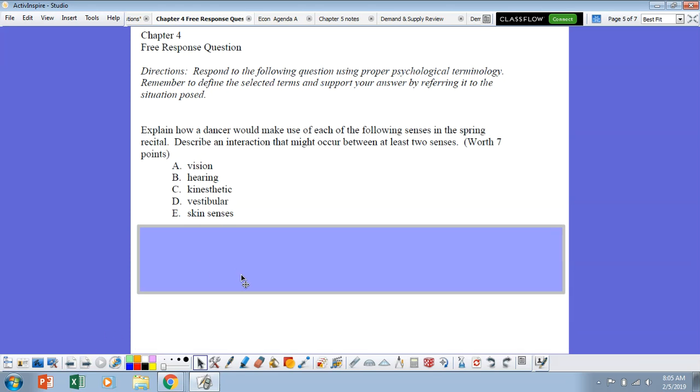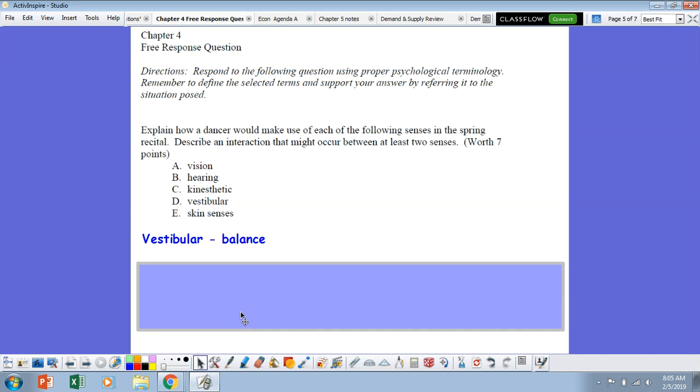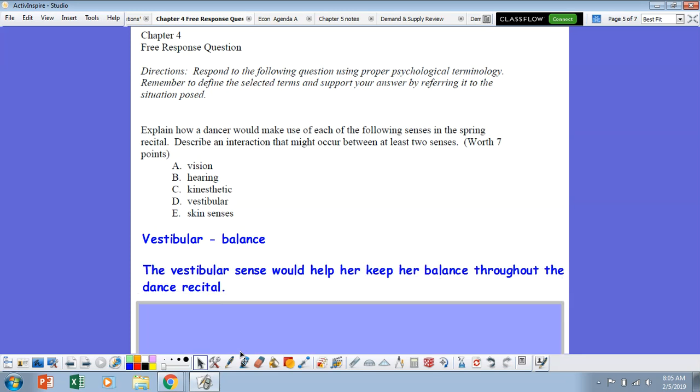And as we look at vestibular, that's your balance. And this would help her keep her balance throughout the dance recital so she wouldn't fall down.